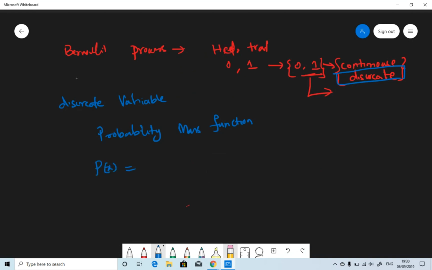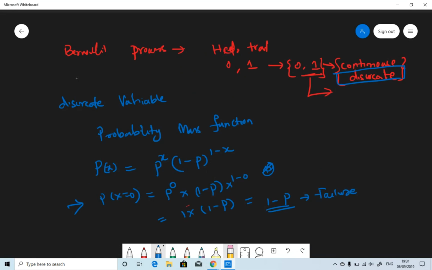What is the probability mass function for this particular thing? Write down this. P of x equal to p power x into 1 minus p power 1 minus x. Now when you have probability of x equal to 0, what will be the answer here? P power 0 into 1 minus p power 1 minus 0. P power 0 will be 1. This here will be 1 minus p. This is what we got in a Bernoulli trial. Is this a failure or success?